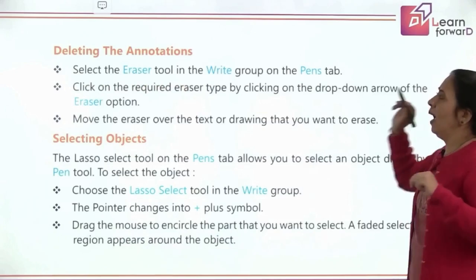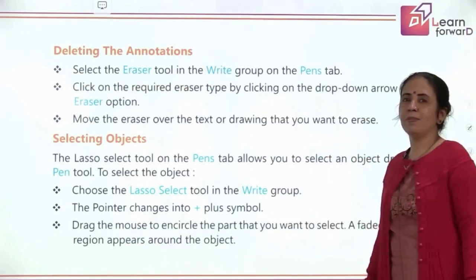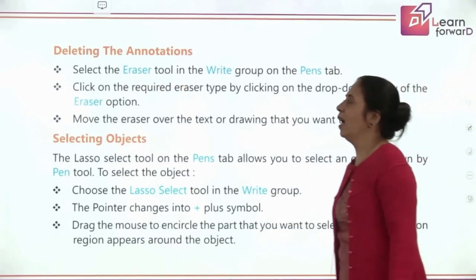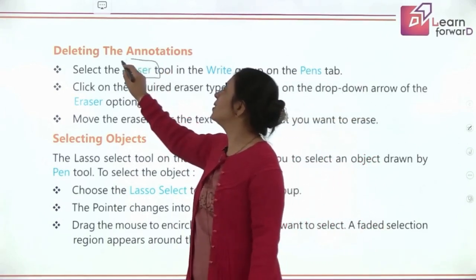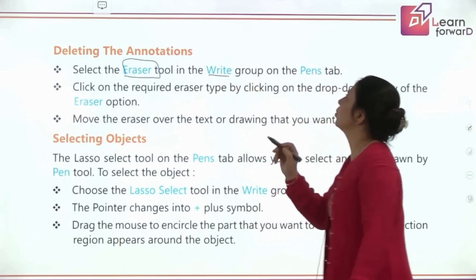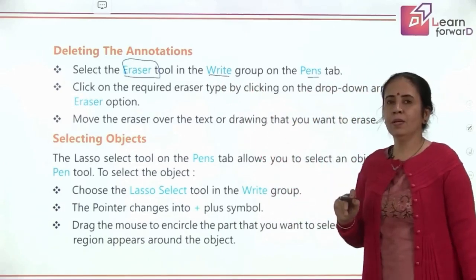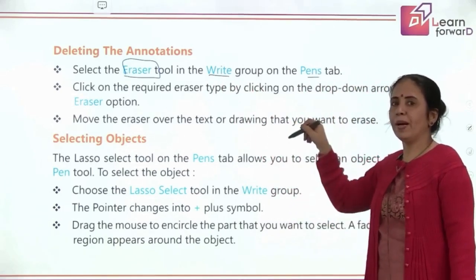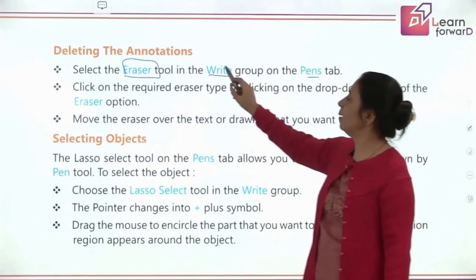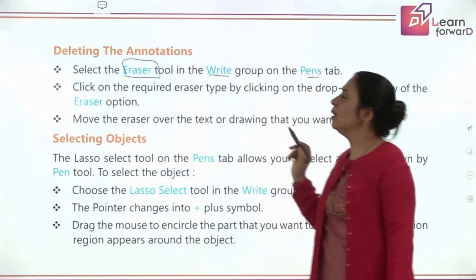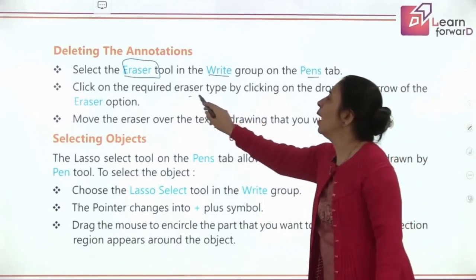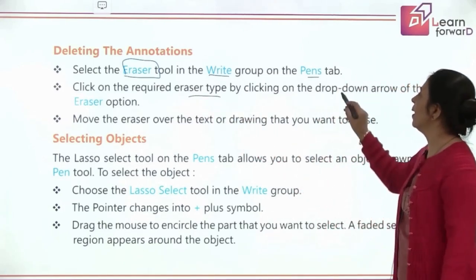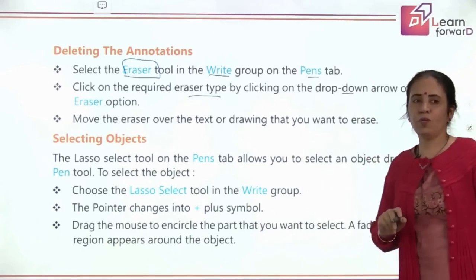Then it is time to learn to delete the annotation. There exists the eraser tool in the Pens group of the Pens tab. So what will you do? You will go to the Pens tab and then you will find the eraser tool. Just click on the required eraser type by clicking the drop-down arrow of the eraser tool.